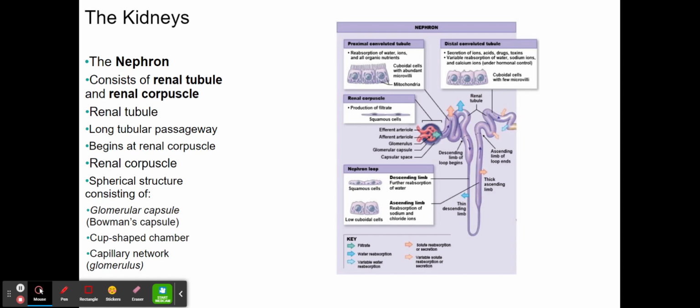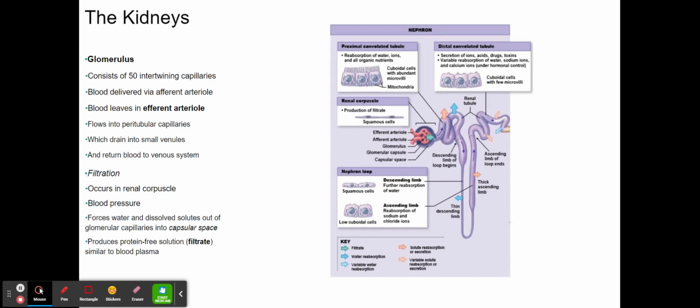The renal tubule begins at the renal corpuscle. It's a long tubular passageway that may be about 50 millimeters in length. Blood arrives at the renal corpuscle by way of an afferent arteriole. This arteriole delivers blood to the glomerulus, which consists of about 50 intertwined capillaries. The glomerulus projects into the glomerular capsule much as the heart projects into the pericardial cavity. Blood leaves the glomerulus in an efferent arteriole. It flows into a network of capillaries called the peritubular capillaries, which surround the renal tubule. These capillaries in turn drain into small venules that return blood to the venous system.